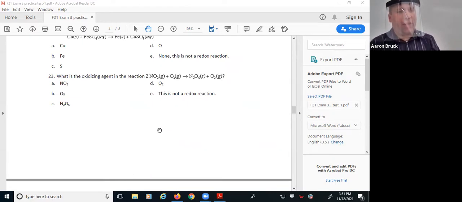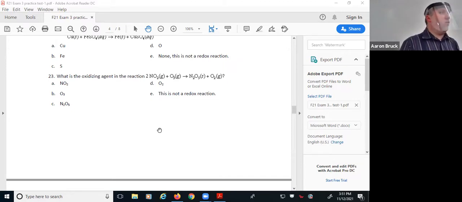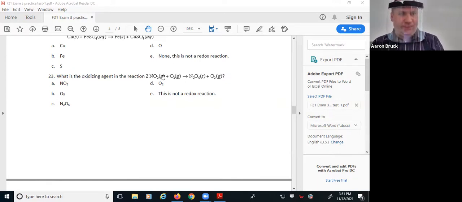So for question number 23 here, we don't have to do the full breakdown, but let's do the full breakdown just for practice's sake. So I've got nitrogen dioxide reacting with ozone to make dinitrogen pentoxide and oxygen. What we want to know is, what is the oxidizing agent in this reaction? Well, we got to do the same thing that we did in the previous problem. Let's start with oxidation numbers.